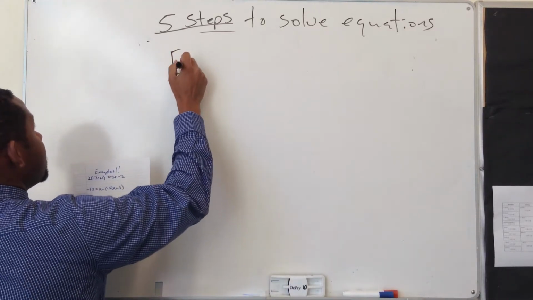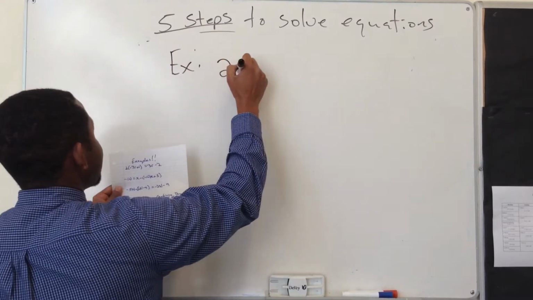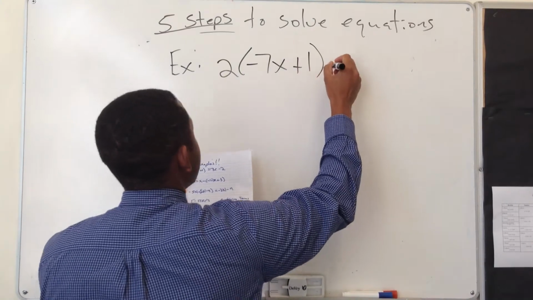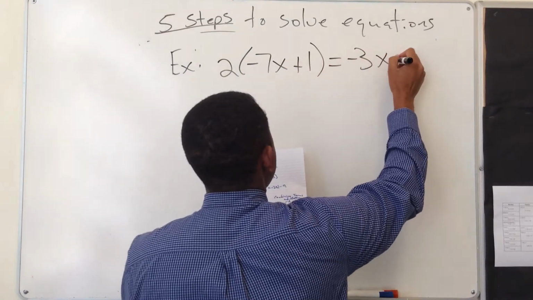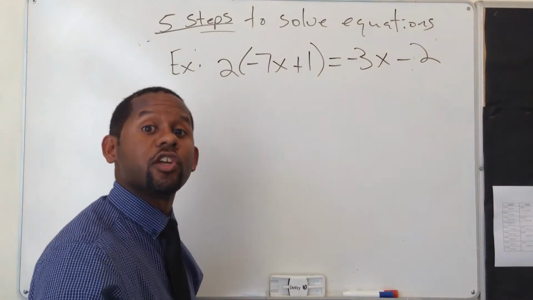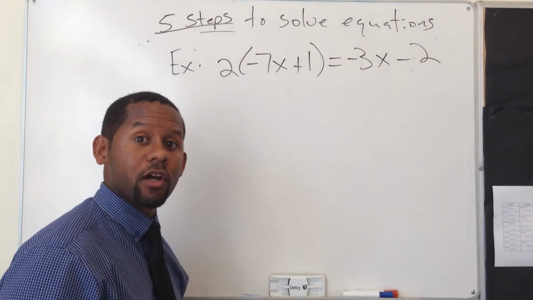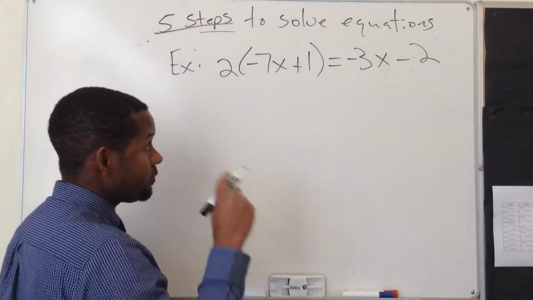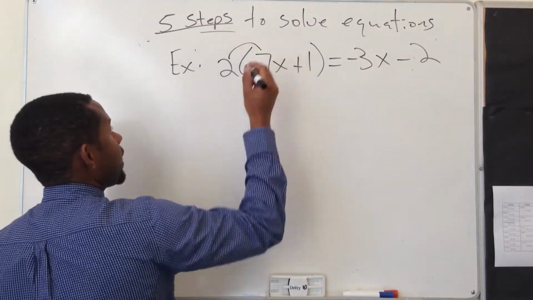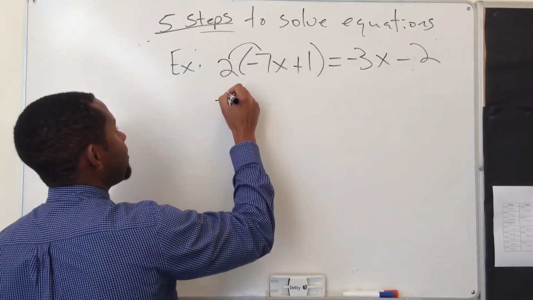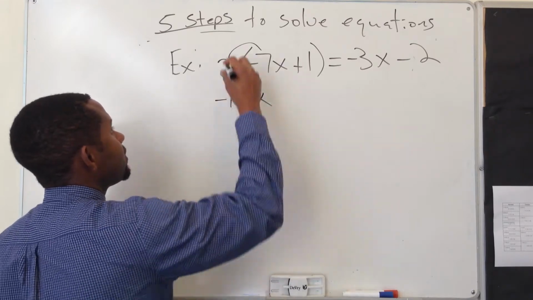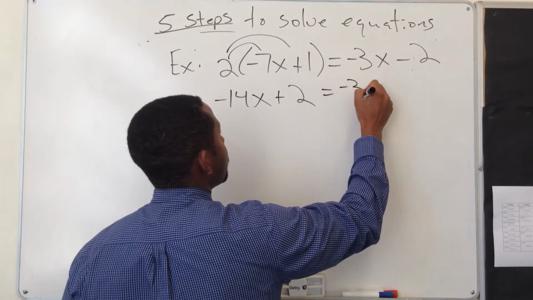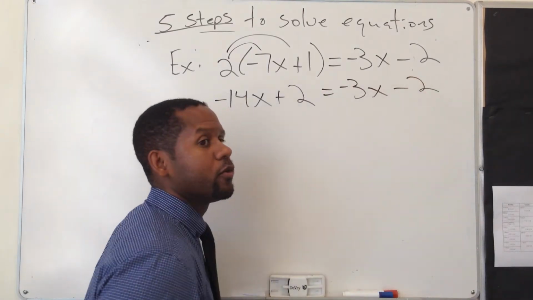We're almost there. So example 1, we're going to solve this. It says 2 times (7x plus 1) equals negative 3x minus 2. You should solve this before me. Pause it right now and solve it. Hopefully you actually did that. Look back. Step 1, distribute. 2 times 7x is 14x. 2 times 1 is 2. There's no more distributing for me to do, so I'm going to move on.